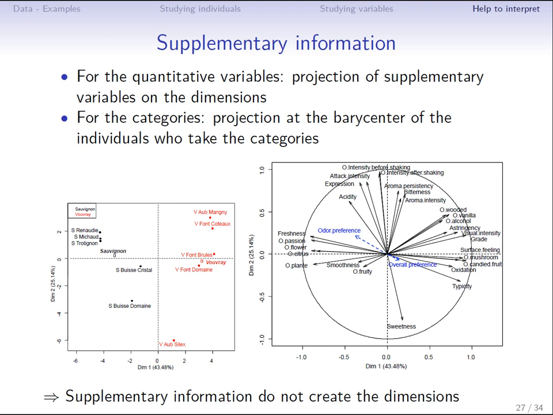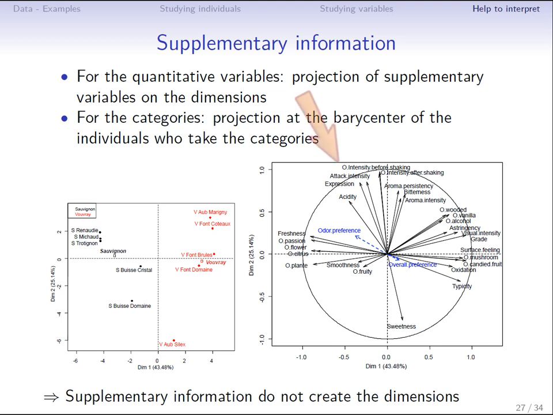By definition, a supplementary quantitative variable plays no role in calculating the distances between individuals. They are represented in the same way as active variables to assist in interpreting the cloud of individuals. So the coordinate of a supplementary variable on a dimension corresponds to the correlation coefficient between the variable and the principal component.